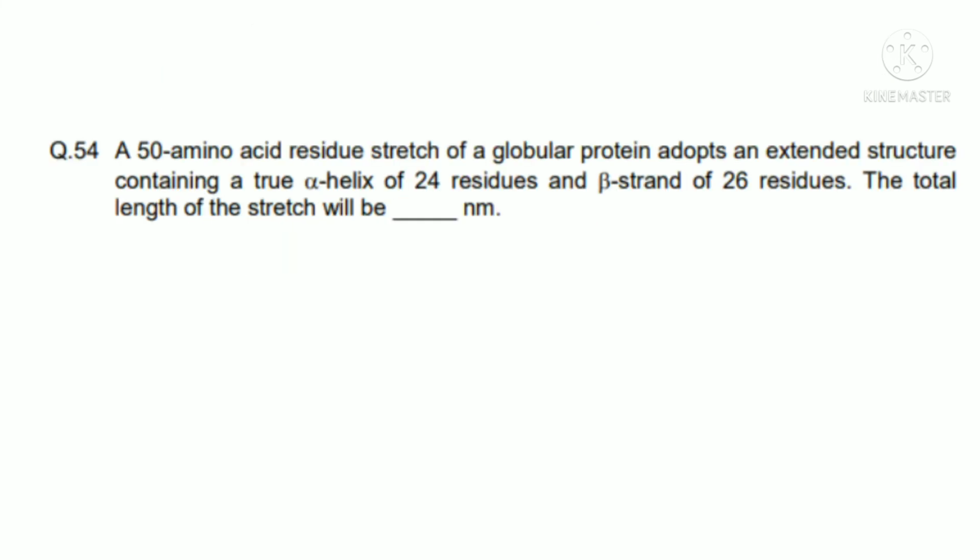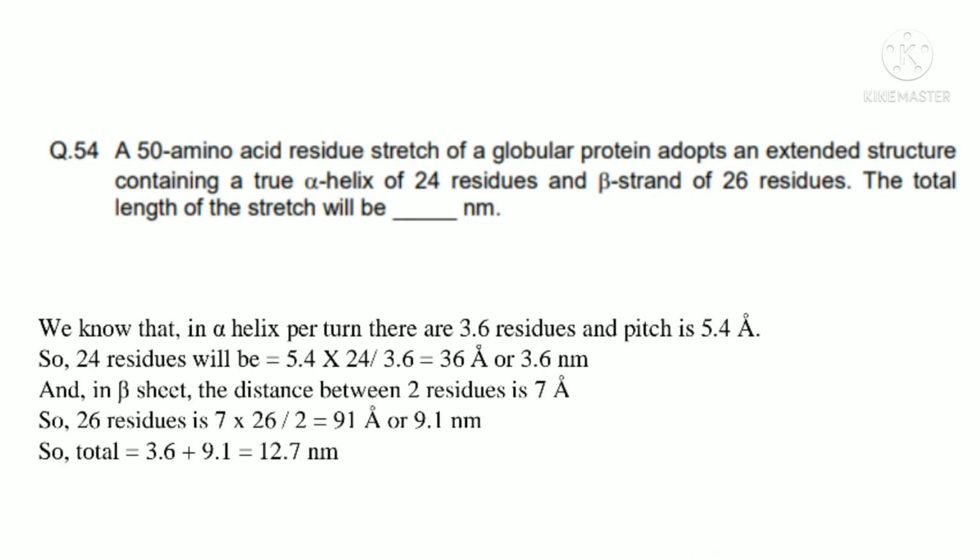In the last question, a globular protein contains 50 amino acids and out of 50 residues, 24 residues are in alpha helix and 26 residues adopt beta sheet. You have to calculate the length of the protein in nanometer when it is fully extended.